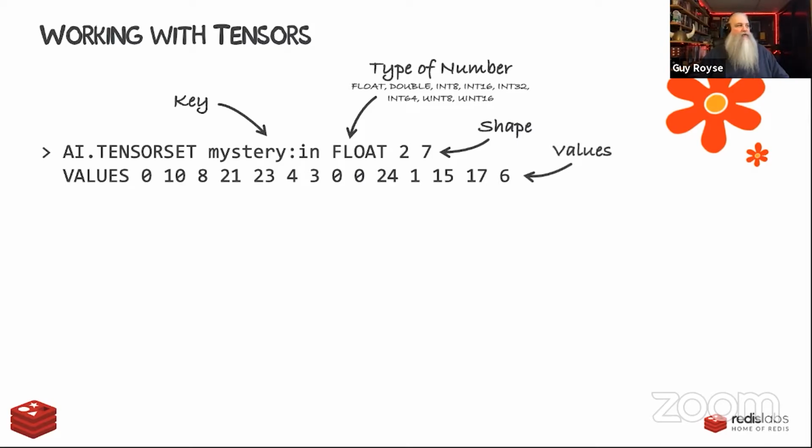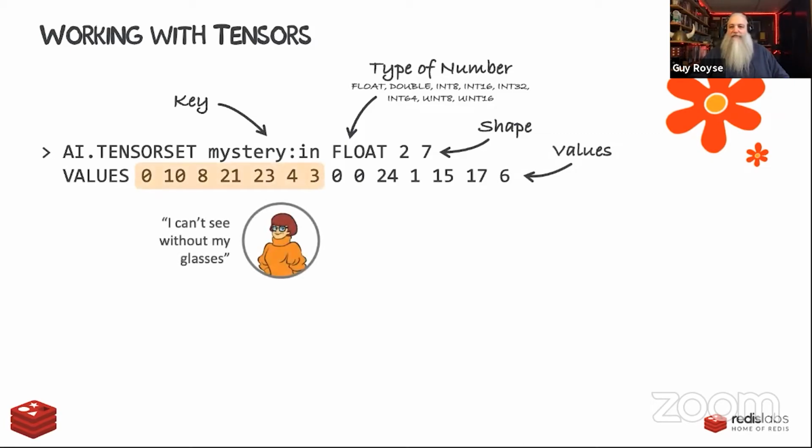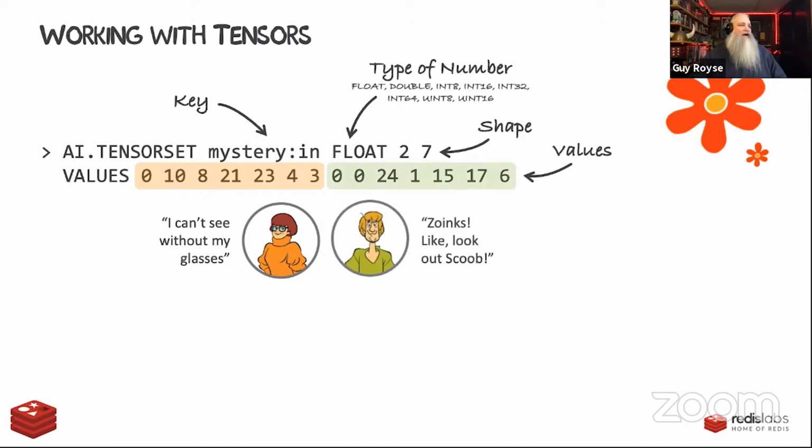And these values are the word embeddings. Actually, not the word embeddings. These values are the encoded words. I can't see without my glasses. So glasses is 3, my is 4, right? Zoinks, like look out Scoob. So 6 is Scoob here. And so we're putting these values for the words into our tensor. So I guess 2 is the height and 7 is the width. That would be the way to think of it.